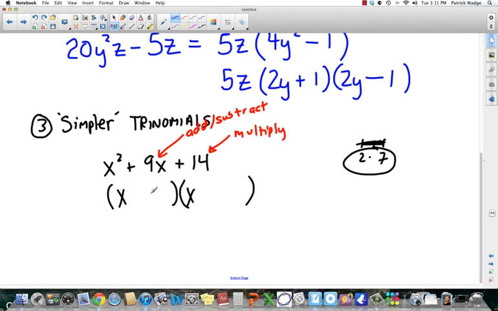Okay, more tricks if you want them. You can drop this sign down, so it's plus, as long as you put the bigger number there first. So the bigger number is 7. The other number is 2.